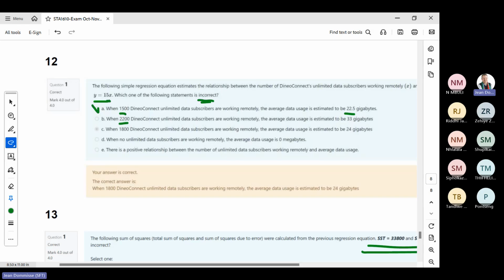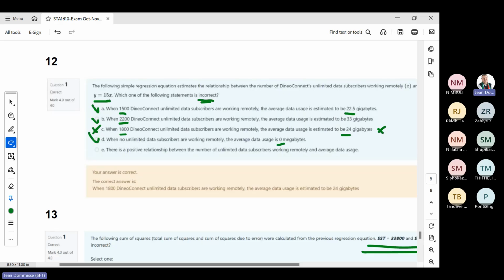When 22,200 times 15, that gives you 53 gigabytes. Correct. When 1,800 times 15, that gives you 27. So that is the incorrect one. When no unlimited data subscribers are working, when it's 0, 15 times 0 is 0.